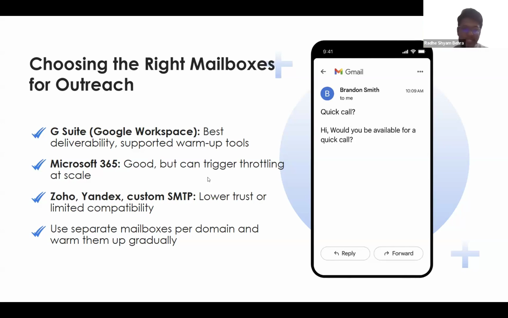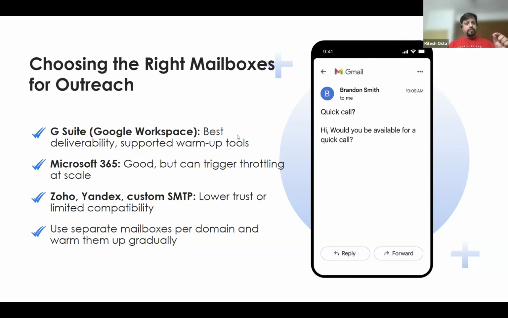There is no magic number here, but you can start with 2 to 3 mailboxes per domain. And if it works well in the long run, you might add 1 or 2 later on, not immediately. But if you see good results, let's say 3 months down the line, you might want to add 1 or 2 mailboxes to that particular domain.